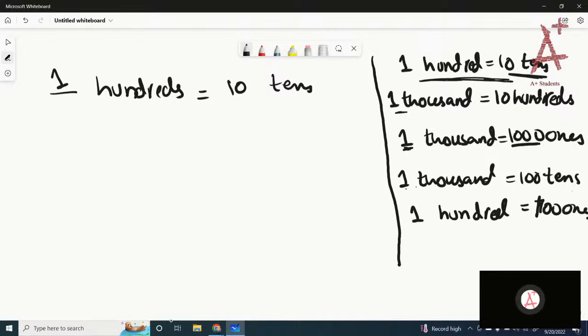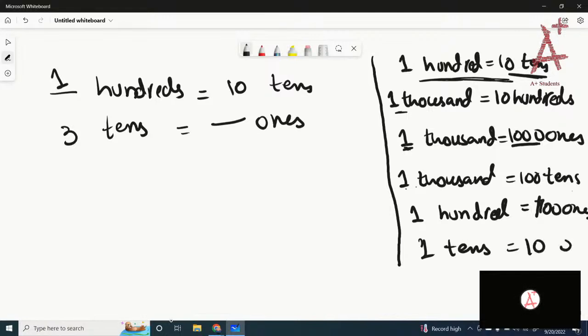Okay, the next one is 3 tens equal how many ones? In 1 ten you have 10 ones. So when you have 3 tens, that means there are 30 ones. Got it? You are given three options. Select the correct option and click on the OK button.